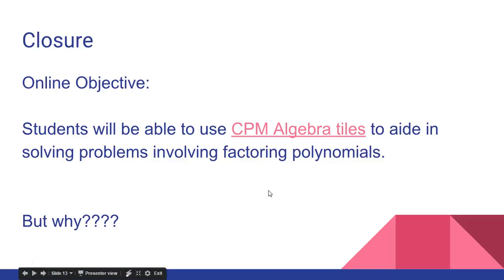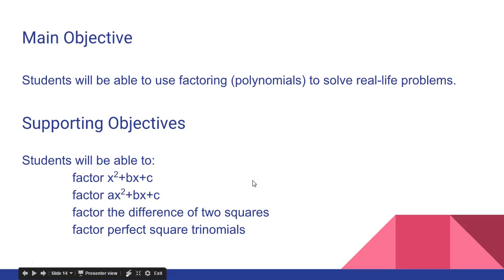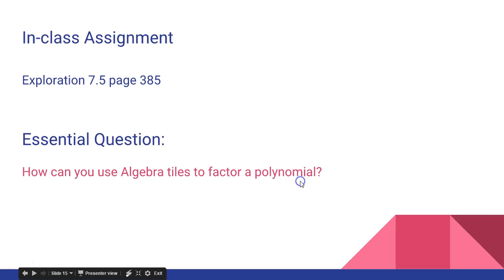In conclusion, today's online objective was for students to be able to use CP&M algebra tiles to aid in solving problems involving factoring polynomials. But why did we do that? Think back to our objectives. Our main objective for the whole unit is for you to be able to factor polynomials to solve real-life problems. And the supporting objectives to that are to be able to factor x squared plus bx plus c, which you did today, ax squared plus bx plus c, which is what you will do in the next lesson, and future lessons having you factor the difference of two squares and factor perfect square trinomials.